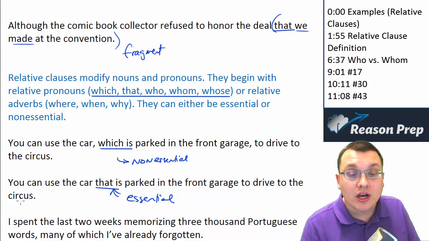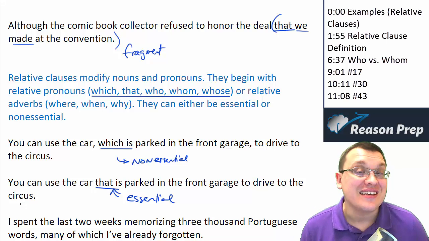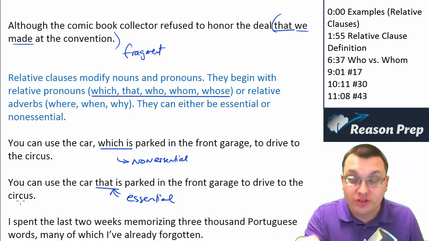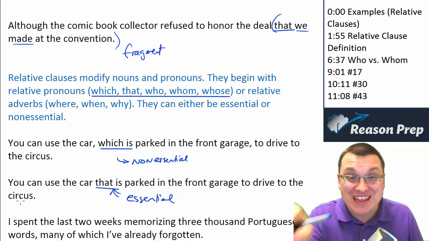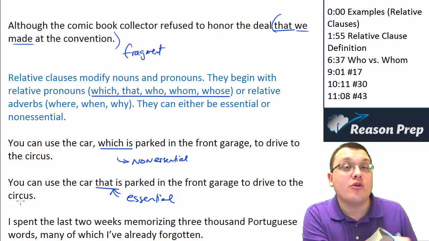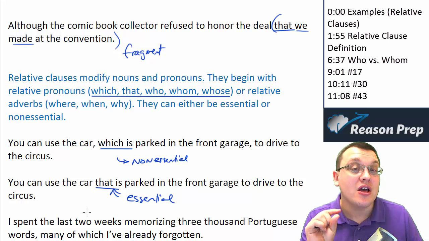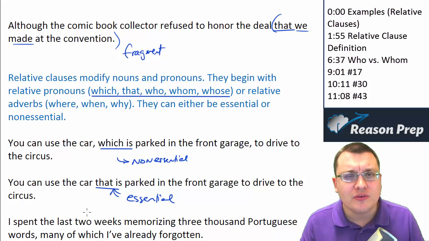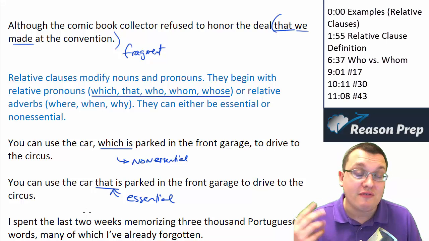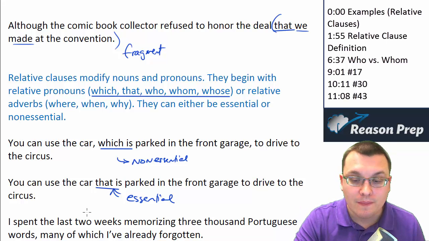Compare this to the second one. You can use the car that is parked in the front garage to drive to the circus. This is indicating that I have more than one car. So I have to specify you can use the car that is parked in the front garage, that car over there, to drive to the circus, as opposed to the one parked in the backyard or the one parked in the street, right? Here it's essential because I need to specify the specific car. It's like what we looked at in the previous video with the brother in the army. If I have one brother, I don't need to specify which brother it is. If I've got more than one brother, I do, and that makes a difference in whether it's essential or non-essential.